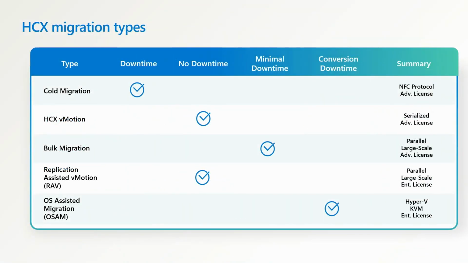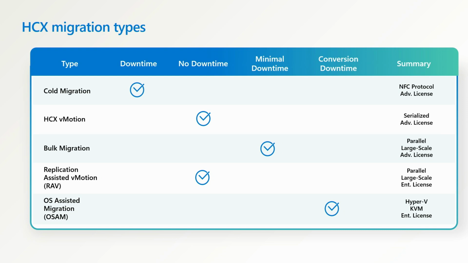Again, just a quick overview, like cold migration, obviously you're going to have a downtime. You're powering off the VMs, migrating them over. HCX vMotion, I'll show you later. No downtime, it's just like vMotioning on-prem. Minimal downtime is the bulk migration because it's using that replication assistant, picks a switchover window that you tell it to, and then does that quick switchover.